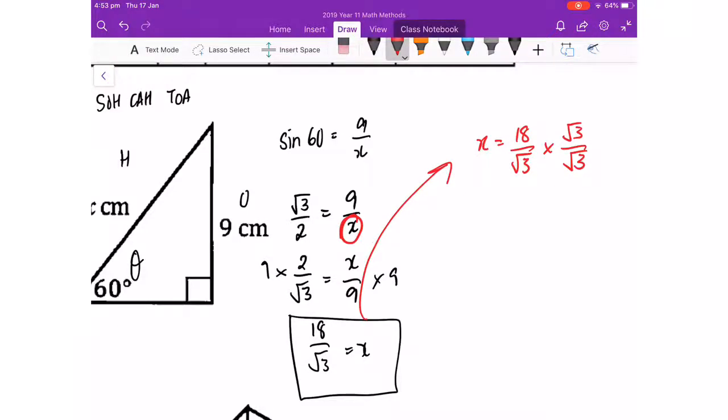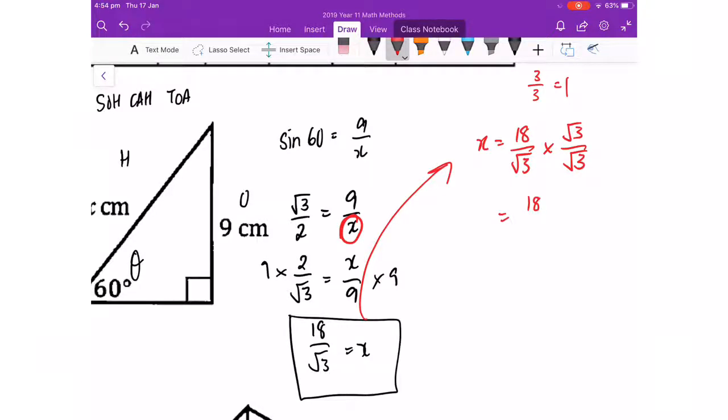But you can, because technically speaking, this is the same as, for example, 3 on 3, which is equal to 1. And anything times 1 is itself, right? So root 3 over root 3 is just 1. We're just multiplying it by 1. We're just slightly manipulating it. That's all. So what I'm going to do is I'm going to actually put this here.